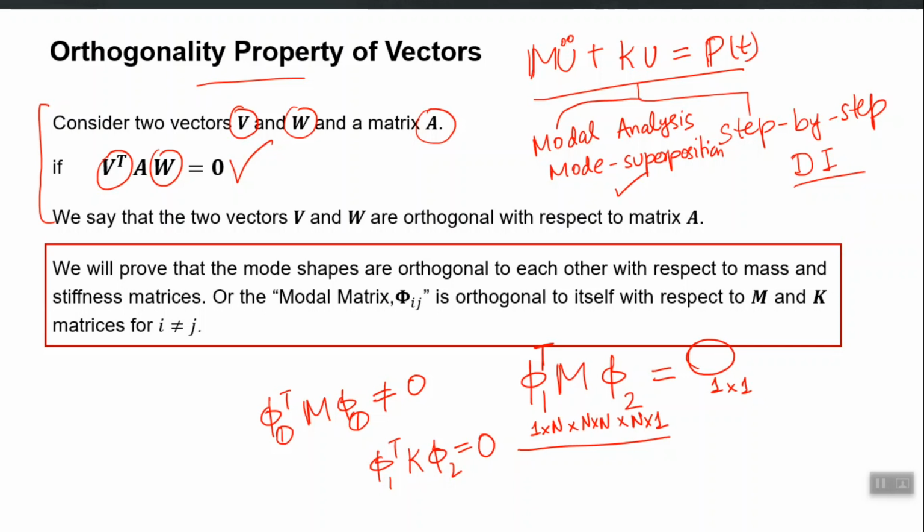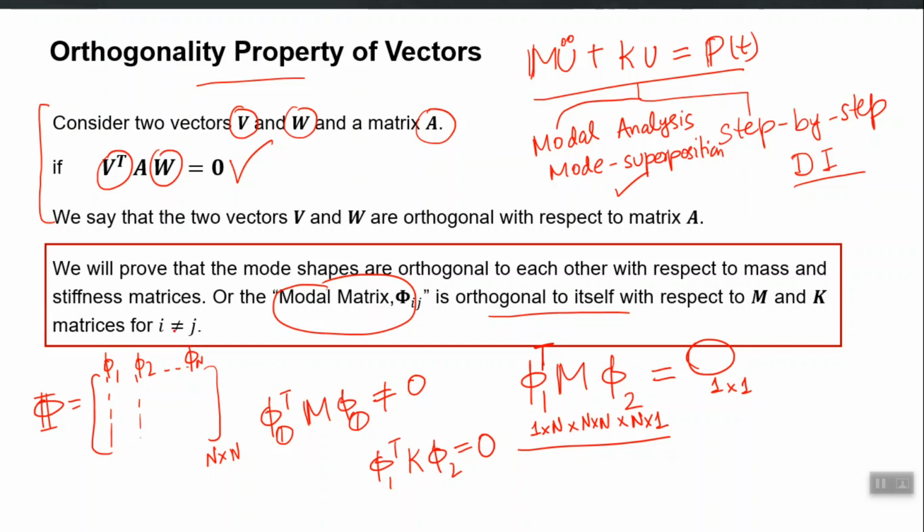If we arrange all mode shapes of a structure in one big matrix and call it the modal matrix, so the capital phi matrix is actually what? It is just all mode shapes arranged as columns. The first column is phi1, the second column is phi2, and there will be n mode shapes. So this matrix will be an n by n matrix, right. Another form of the same statement is that the modal matrix is orthogonal to itself with respect to the M and K matrix.